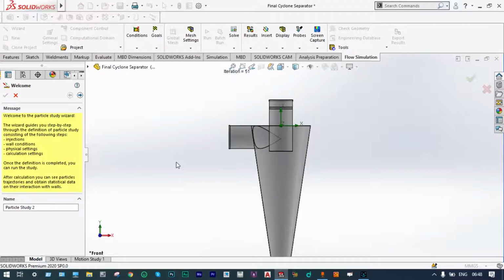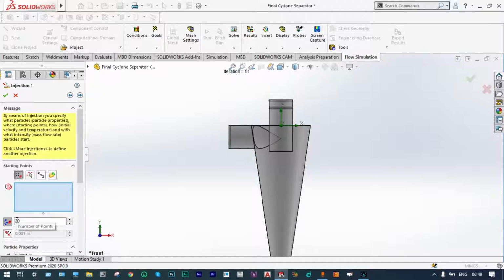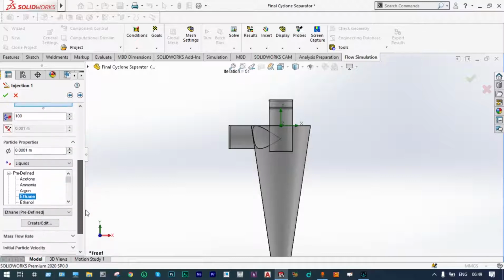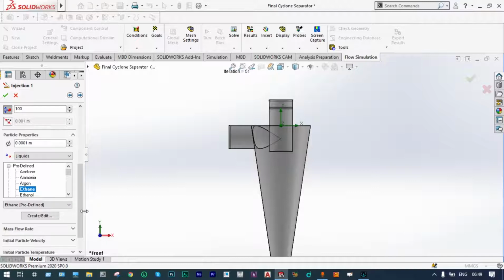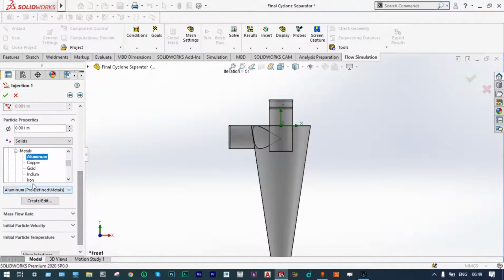Default name of the study as particle study 2. Next, instead of 20 numbers, we'll make it 100 as before. And the particle diameter, in this case it will be a little bit more. Let us select the number to be 0.201 meter, and instead of liquids we want to select this one as solids, and we will be considering iron particles of diameter 0.201 meter.